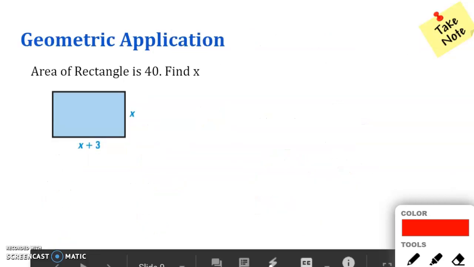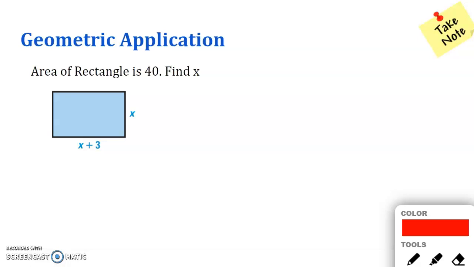Okay, what are the geometric applications of the method that we just used? Well, the most common application is finding the area of a rectangle. If you know the area of a rectangle is 40 units squared, then we're trying to find the length of each of the sides. Okay, and we're told that one length is x, the other length is x plus 3.